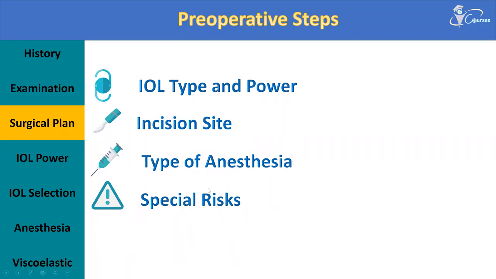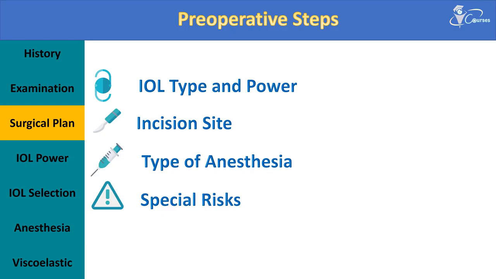Type of anesthesia, you should also mention before the surgery. If the patient has any risk with topical or local anesthesia, you may plan for general anesthesia. This depends on the experience of the surgeon and on the patient's general condition.